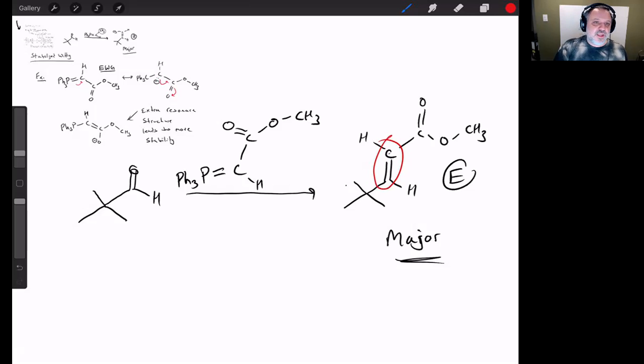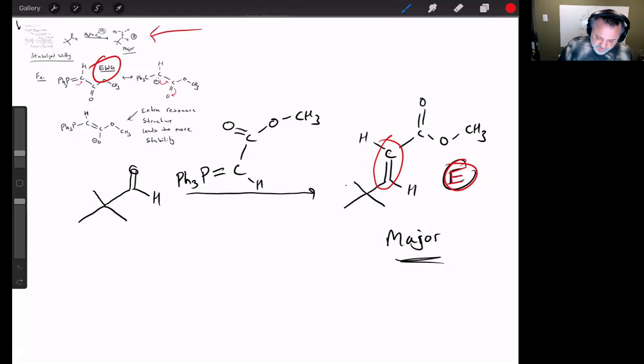If it's a Wittig reagent with just carbon chains on it, then you see that Z is the major product. But if there's an electron withdrawing group on the Wittig reagent, then E stereoisomers become the major product. Okay. All right, so that's it for Wittig. You know, there are other electron withdrawing groups. So I gave you an example that was an ester.